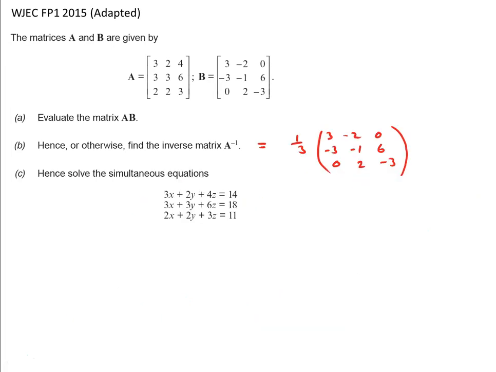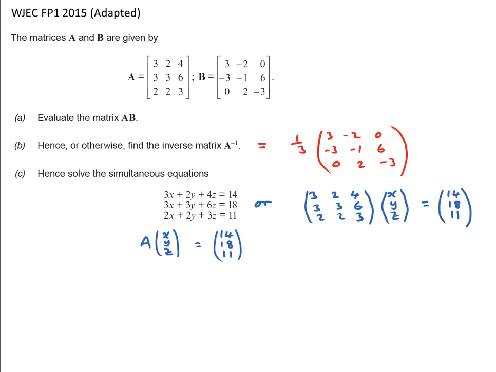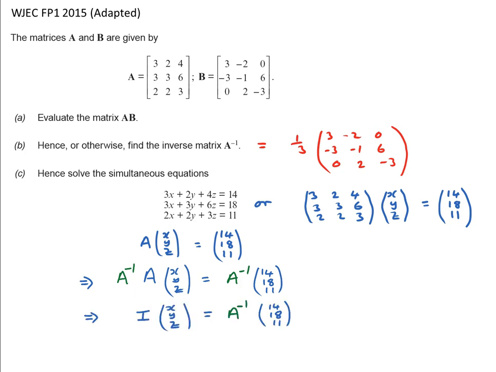So let's see what else we've got to do with this question then. First of all, we've got to solve a set of simultaneous equations, and if you look carefully at these simultaneous equations, you will see that they are equivalent to the matrix A times by x, y, z equals 14, 18, 11. If we pre-multiply each side of the equation by A inverse, then we get A inverse A times x, y, z equals A inverse times 14, 18, 11. But A inverse A is the identity, and the identity times by x, y, z is just x, y, z. So we've got x, y, z is A inverse times by 14, 18, 11.